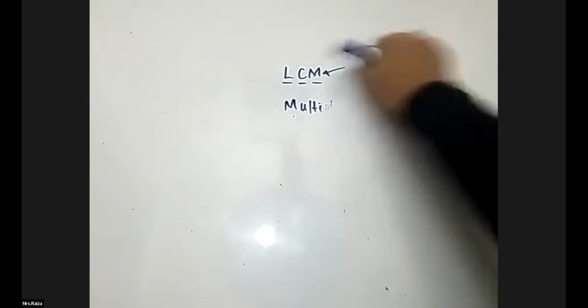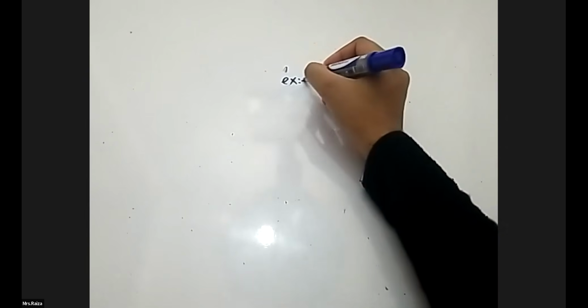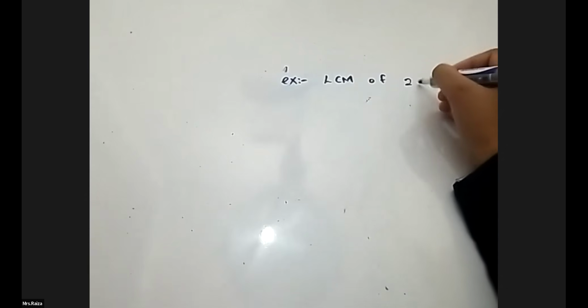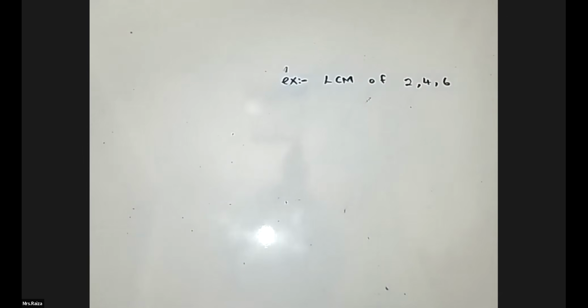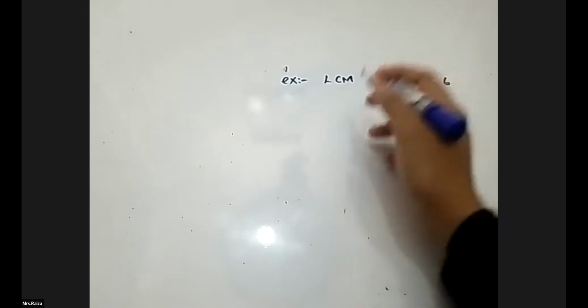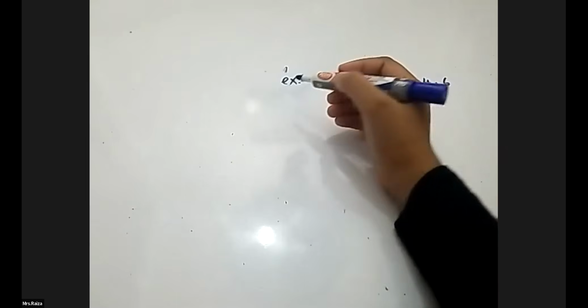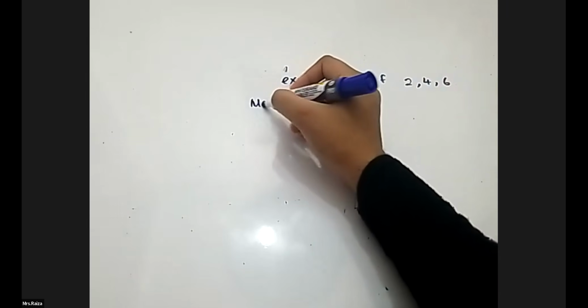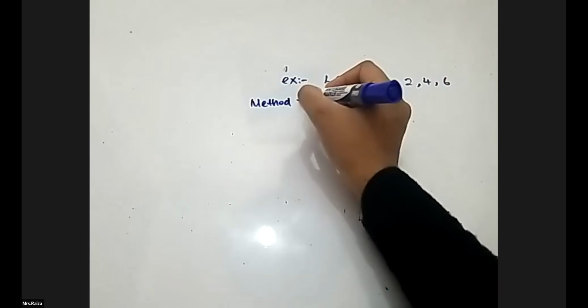Least common multiple. For example, if I ask you, what is the least common multiple of 2, 4, and 6? There are several methods to do this. Let me do it in method 1.